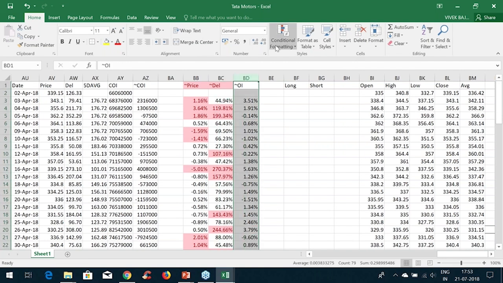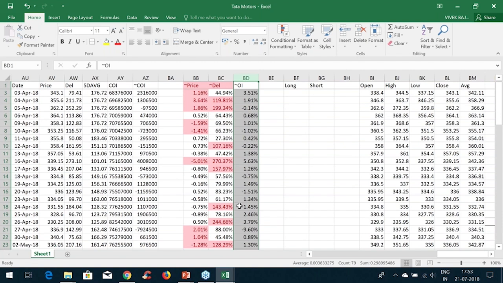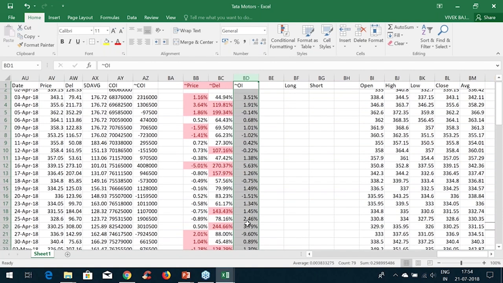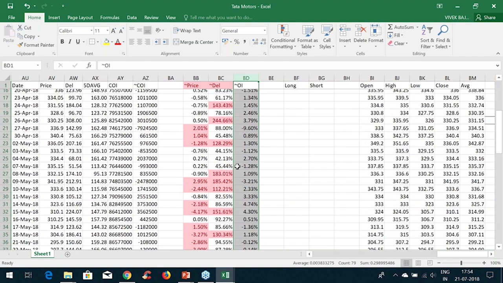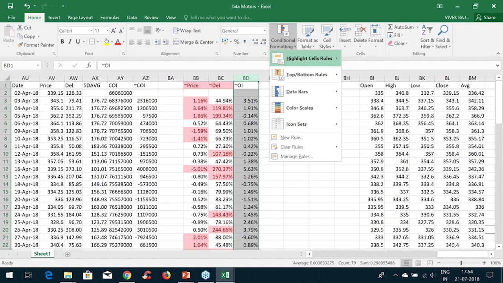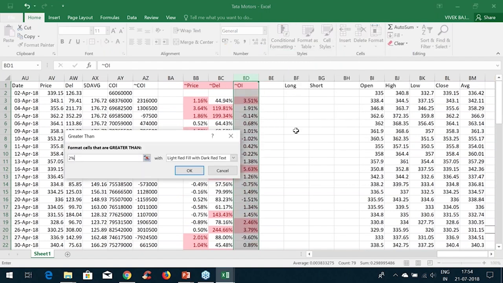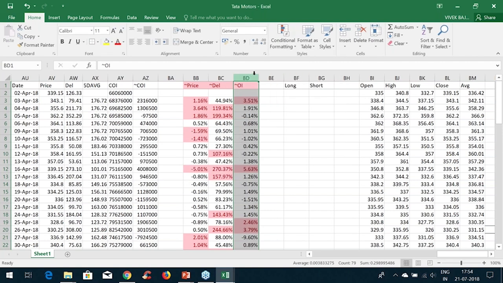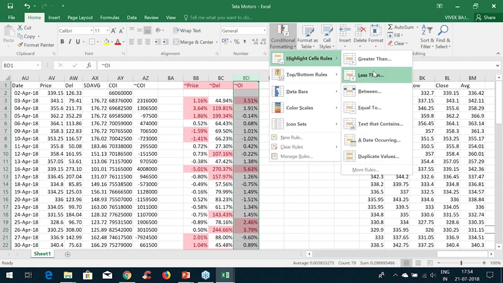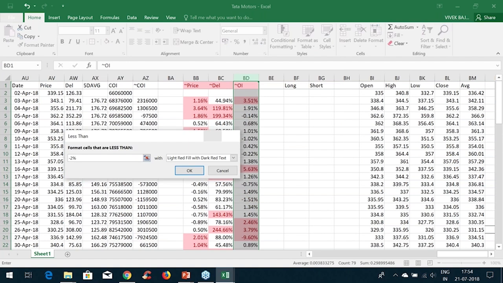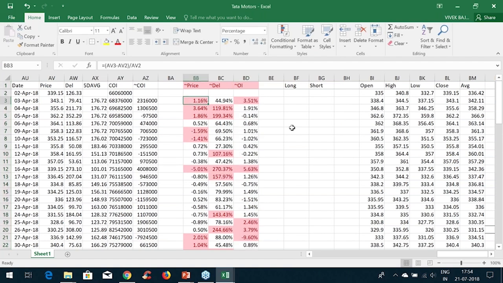And in OI, if you see Tata Motors, typically change in OI is around 1.5%, 2%. It's an average. So I will select this column, conditional formatting, highlight cell greater than 2%, and also one more time, conditional formatting, highlight cell less than -2%. So these are the days which are outlier days. That means someone resourceful has come into the stock or someone resourceful has exited the stock. Now let's try to do our homework.